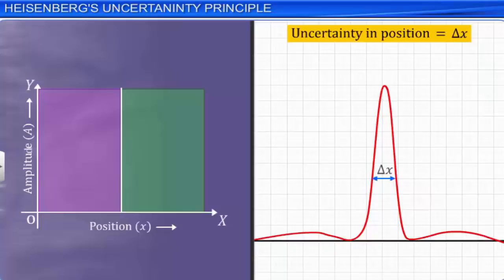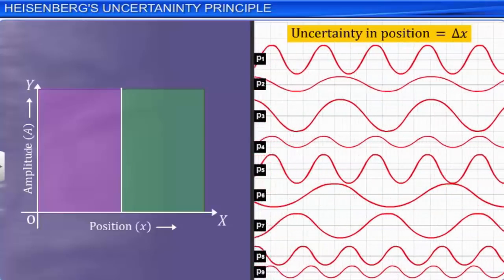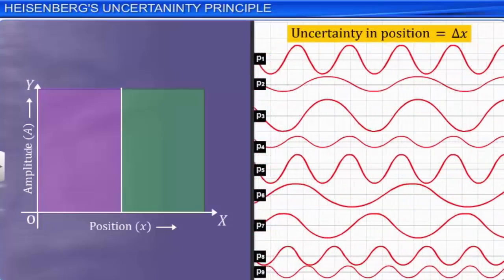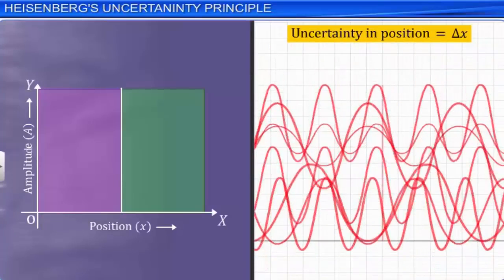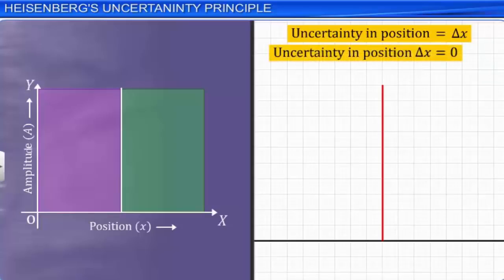When infinite wave functions representing different components of momentums of the particle are superimposed, we get a single wave function which has a very sharp peak. Thus, the uncertainty in the position of the particle is reduced to zero, and thus we can locate the position of the particle with maximum possible accuracy. When the uncertainty in the position of the particle is zero, we say that we have localized the particle.